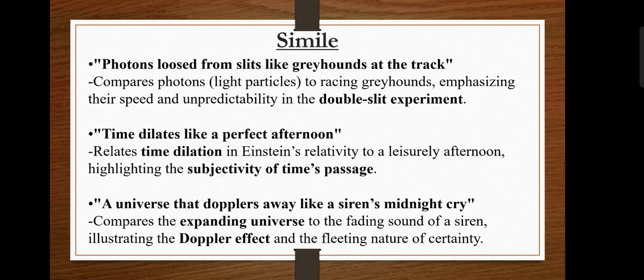Next comes simile. So what is a simile? A simile is similar to a metaphor. I already told you it uses like or as for comparison. It is a direct comparison. First of all, it is photons loosed from the slits like greyhounds. Here they are using the word like, and this line compares light particles to racing greyhounds. It shows the double slit experiment, and it shows racing dogs. Next we can say time dilation.